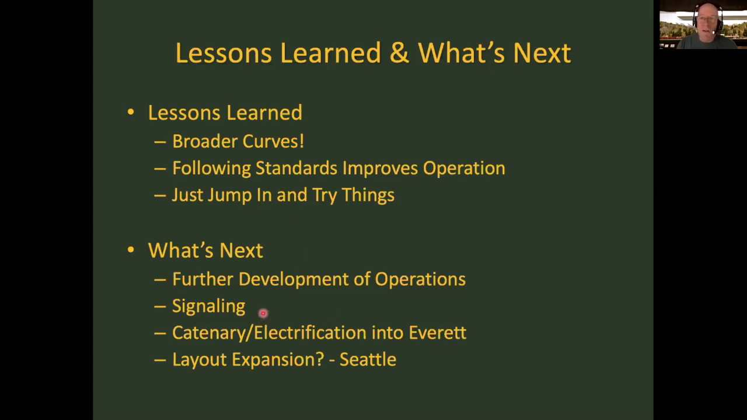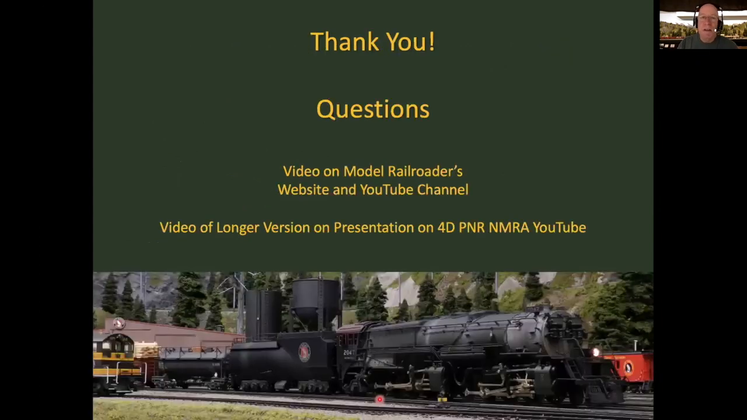I want to add signaling to the layout. Still got that to go. Catenary will eventually come into Everett, and I'm just combining Everett and Skykomish. That's part of the selective compression here, but I think that makes some sense. And then layout expansion. It's L-shaped now. Maybe I get some real estate acquisition along the west wall of the room, and I can expand down to Seattle. So we'll see. And with that, I will thank you.